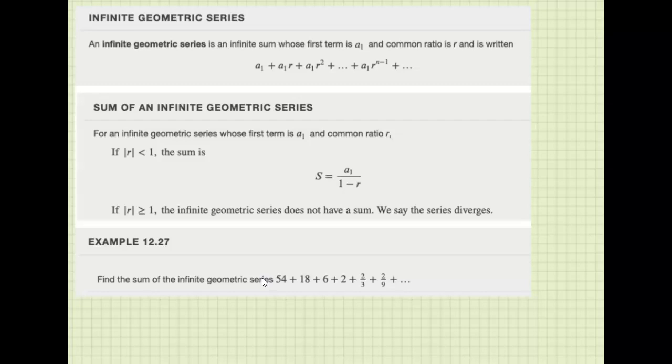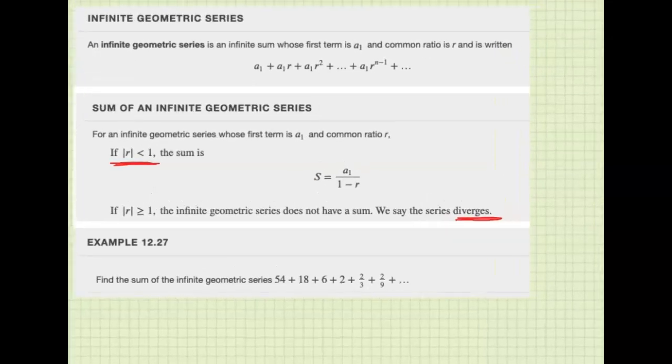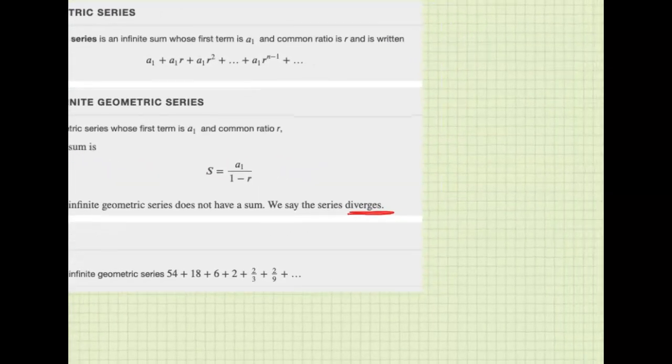So you can find an infinite sum only if the absolute value of the ratio is less than 1. Okay? If that's the case, then the sum is a1 divided by 1 minus r. If the absolute value of the ratio is bigger than 1, then it doesn't have a sum because it keeps getting bigger and bigger. So it's not going to give you a number. Okay, so this concept of an infinite sum is kind of interesting in math.